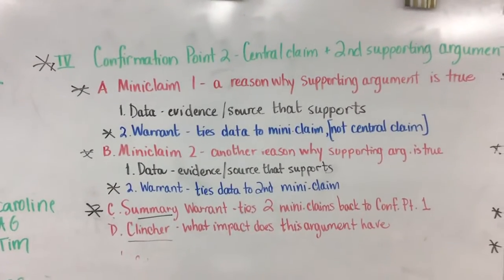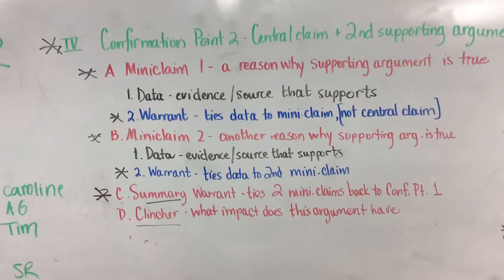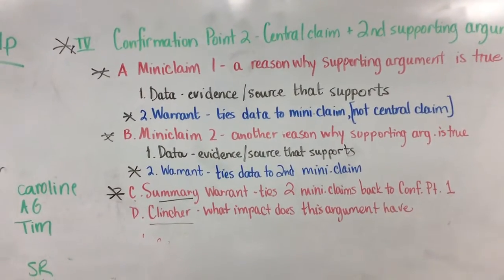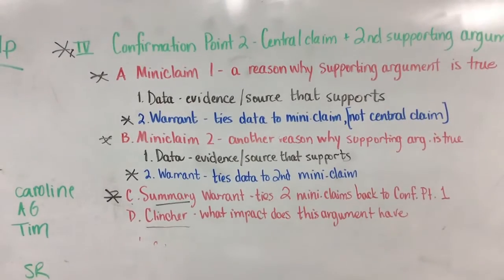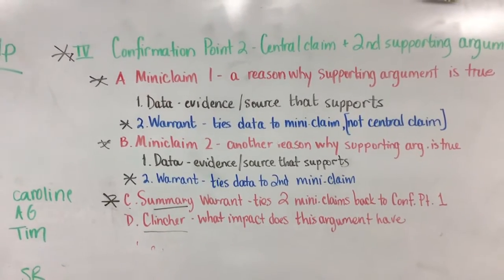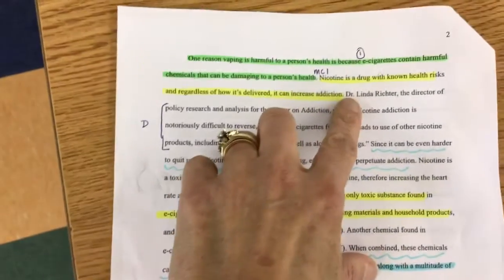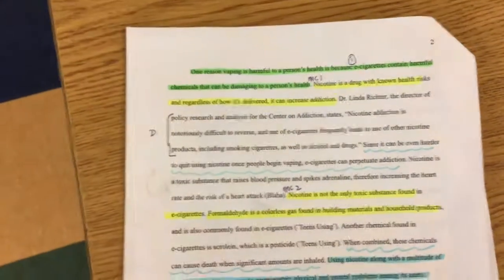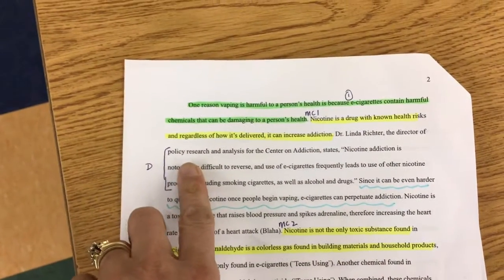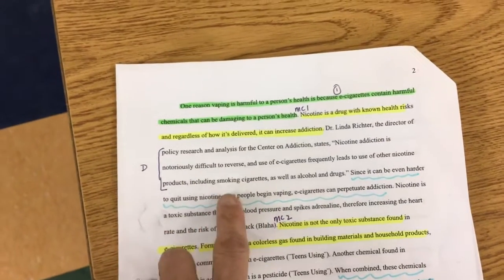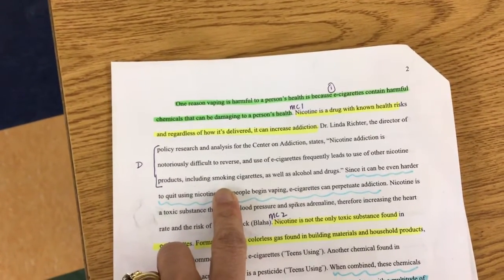After mini claim is going to come a data. You have to have data. You have to have evidence or a source that supports, and maybe it will be in quotation marks or maybe it will be paraphrased, but you must have it. So looking at this paper, we see evidence from Dr. Linda Riker, the Director of Policy Research and Analysis for the Center on Addiction. And she states, and she gives us a nice quote about nicotine addiction.